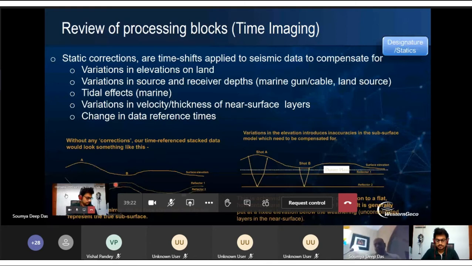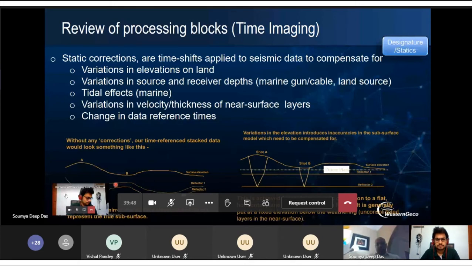So on the right-hand side, it shows how we correct that. We take a reference datum, and then we shift everything, the traces, to make it geologically meaningful for the processing and the exploration purpose. That's the difference of applying statics and not applying statics. This is a very striking image.